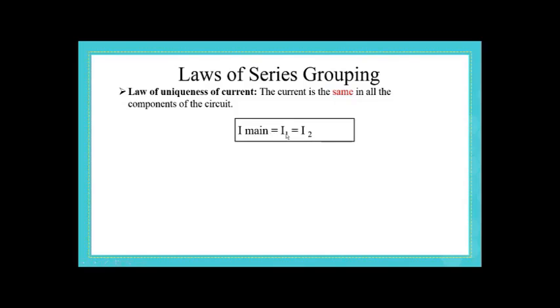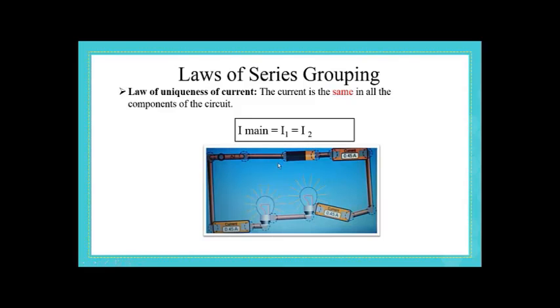Concerning current, in a series grouping, we have the law of uniqueness of current, which means that the current is the same in all the components of the circuit. So the main current is equal to the current traversing the other components. Keep in mind that in series grouping, the components are present along the same single path. Just check the value right here and here.